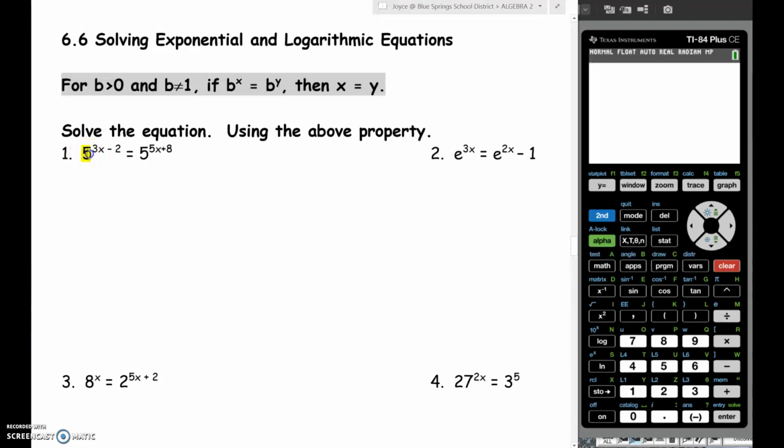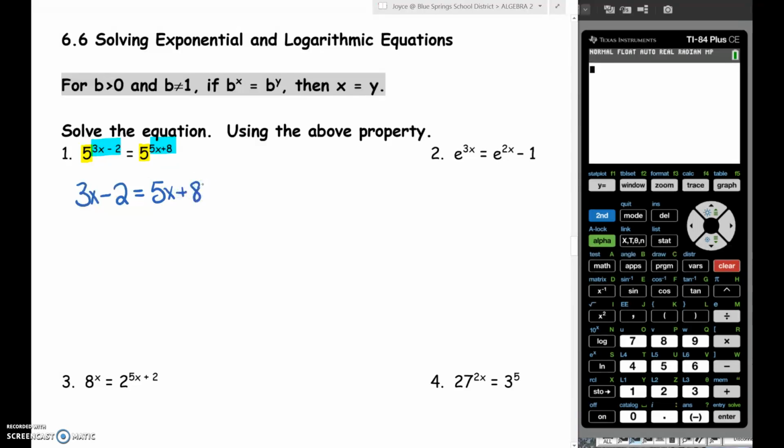So notice that this says 5 raised to the stuff equals 5 raised to the other stuff. What has to be true about the two sides of an equation? Are they different, or what does the word equation mean? Equal. The two sides have to be exactly the same. So if the 5s are exactly the same, then what has to be true about the stuff in the exponents? They have to be the same. So 3x minus 2 has to equal 5x plus 8.